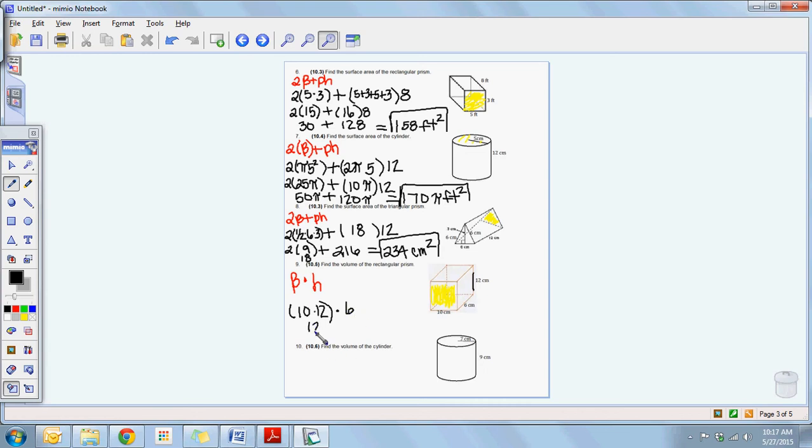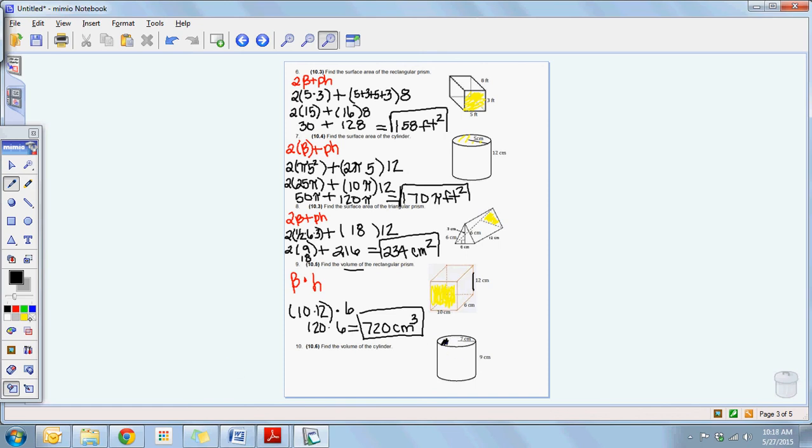So I'm going to have 120 times 6, and if I multiply those together, I'm going to get 720. So 720 centimeters, and for volume, the units are going to be cubed. So 720 centimeters cubed.